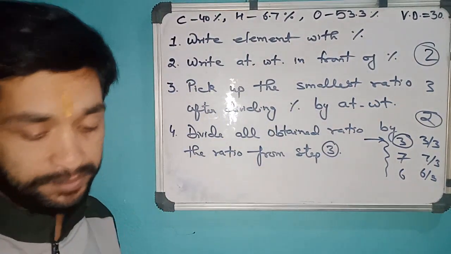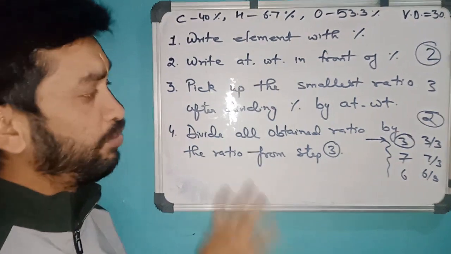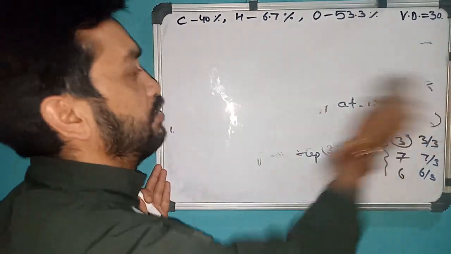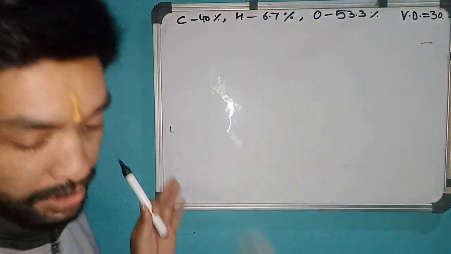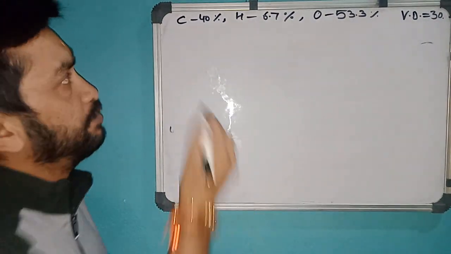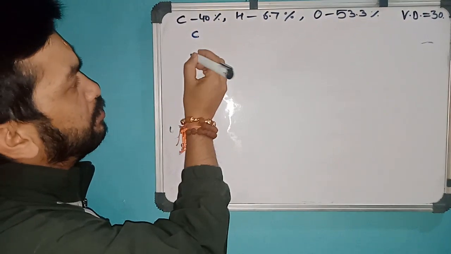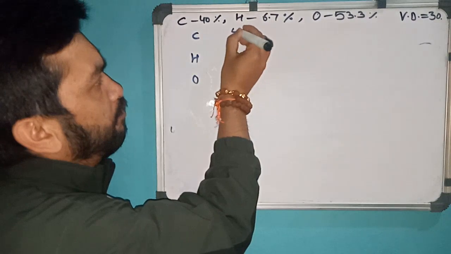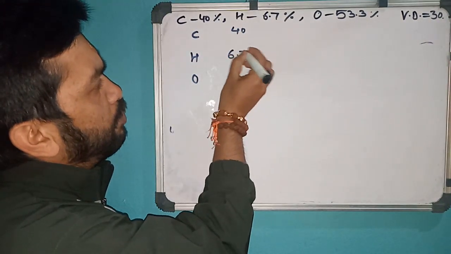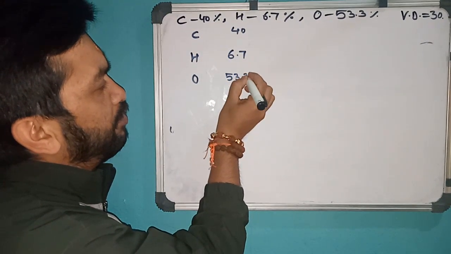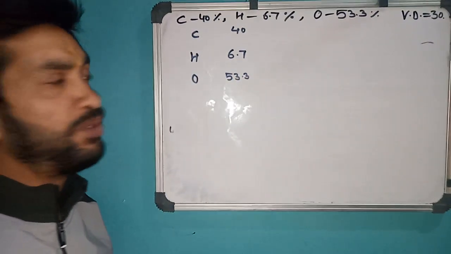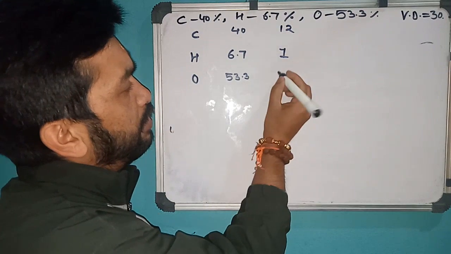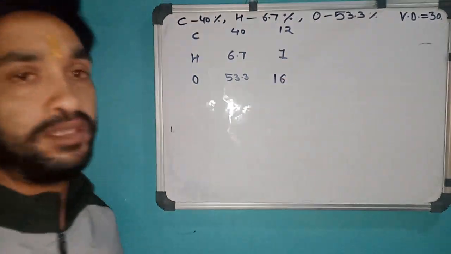So let's try it now with the help of the details given. I hope you would have written these steps. Now with the help of these steps I am going to tell you how to solve this question. Now see, first step was carbon, H, oxygen. Write the name of element with their percentage. 40, then 6.7, then 53.3. This was the step number 1. Step number 2 was write their atomic weight. So here it's 12, here it's 1, and here it's 16.